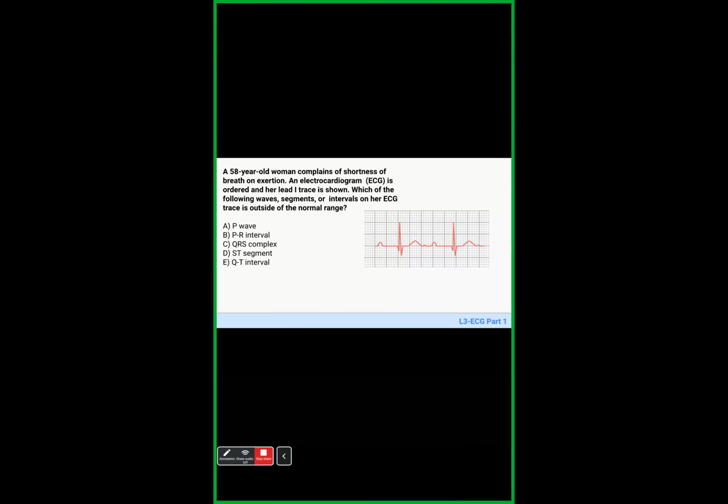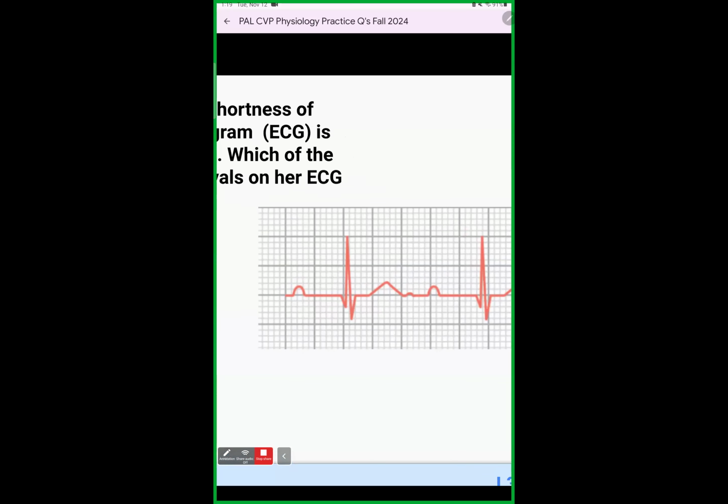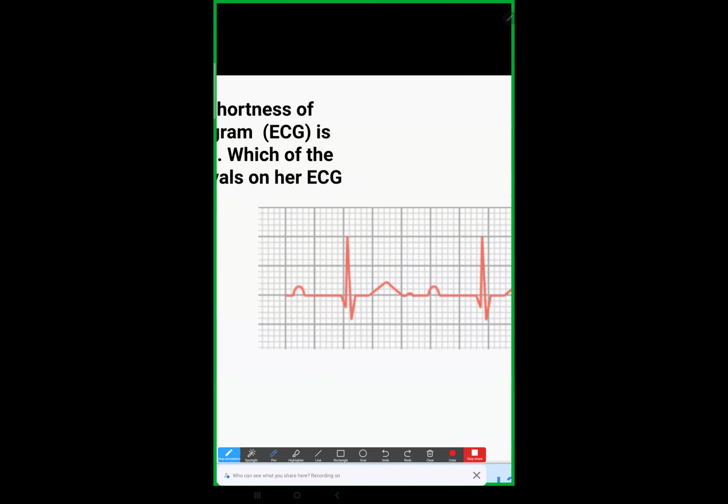Okay, so a lot of people said B, and that's true. And why is that? When we look at the P wave, it's usually 120 milliseconds, and it's usually less than 3 boxes. If we zoom in and count how many boxes are in the P wave, it's less than 3 boxes. In this case, it's like 2. So the P wave is correct.